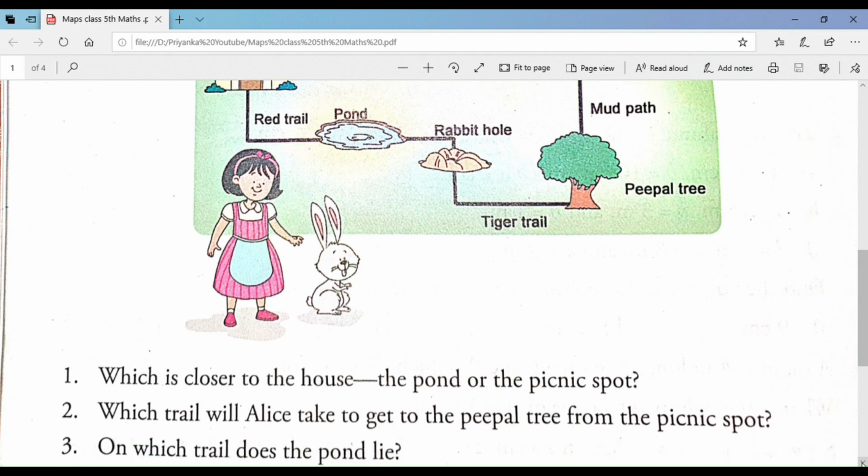Then we will move on to the third question. The third question is, on which trail does the pond lie? Which trail is the pond on? Look, you can see the name of this trail. What is the name of this trail? Red trail. Fine. So the pond in this picture, in the map, is on the red trail. Write the answer, red trail, in front of the question mark. So three questions are there related to this map. The first answer is the pond, the second answer is mud path, and the third answer is red trail. Okay students, I hope this first map is clear to you.